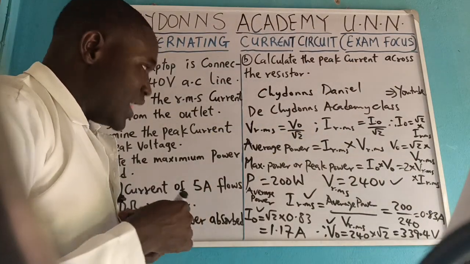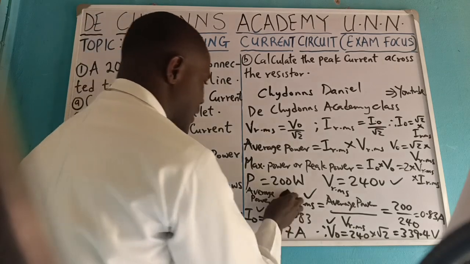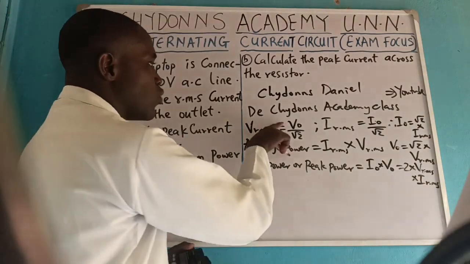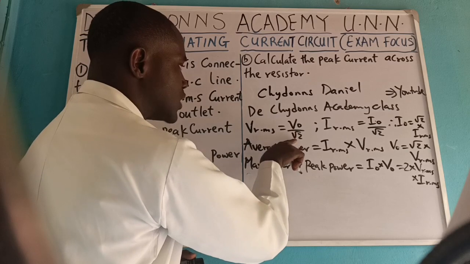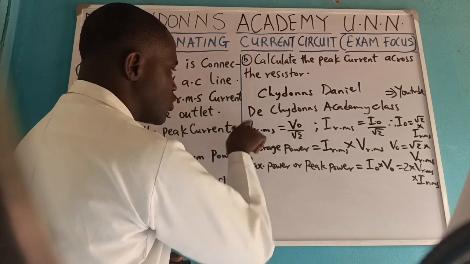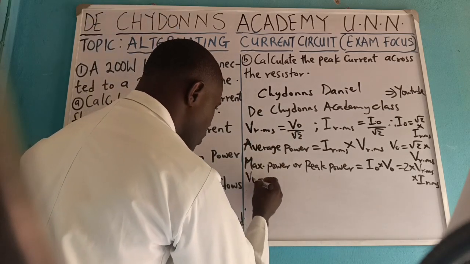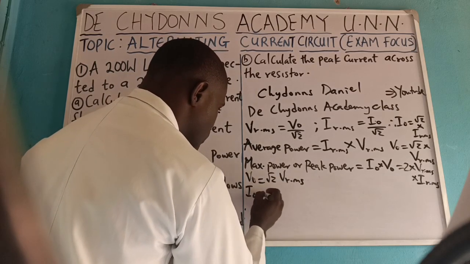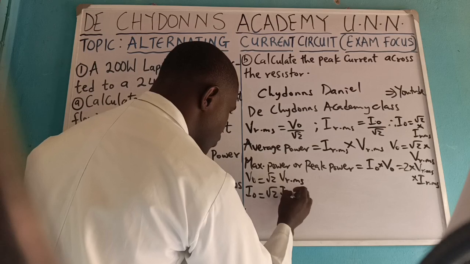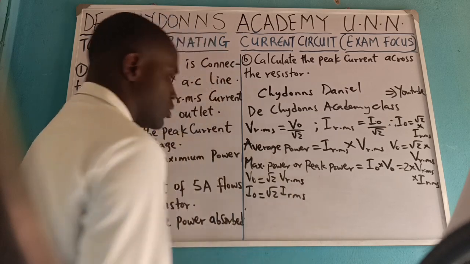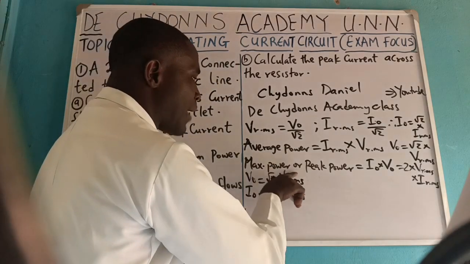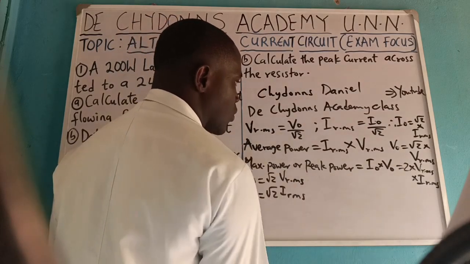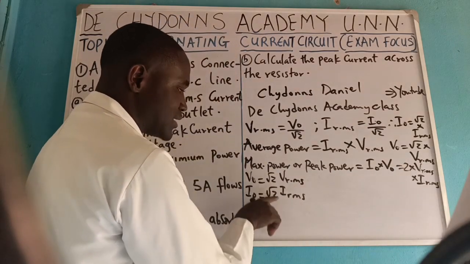Okay, let's understand what we are saying here. We noted that V0 is equal to root 2 times V root mean square, and I0 is equal to root 2 times I root mean squared. Now, maximum power simply means I0 times V0. That means this times this.